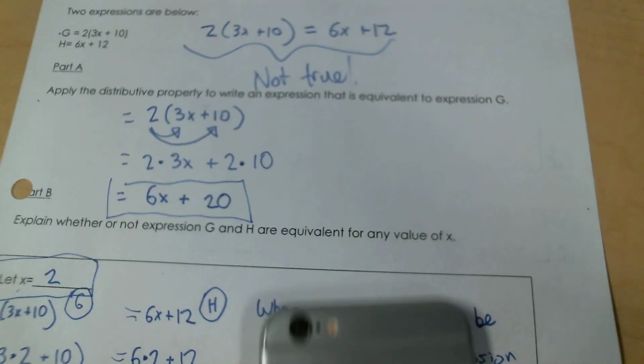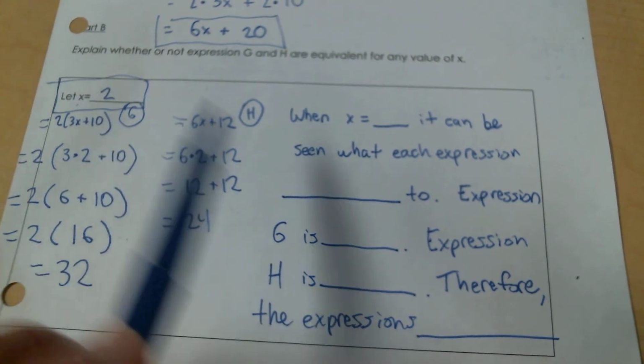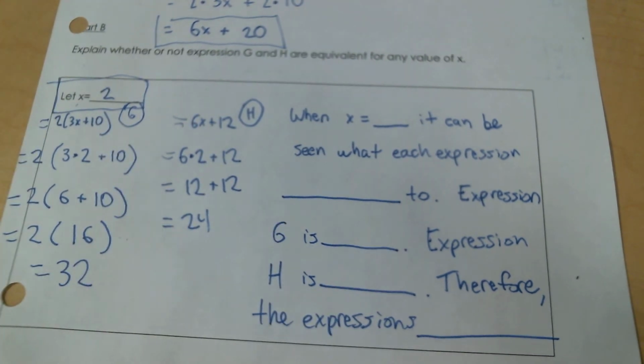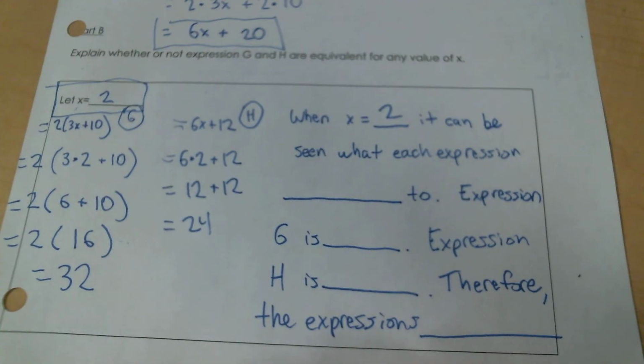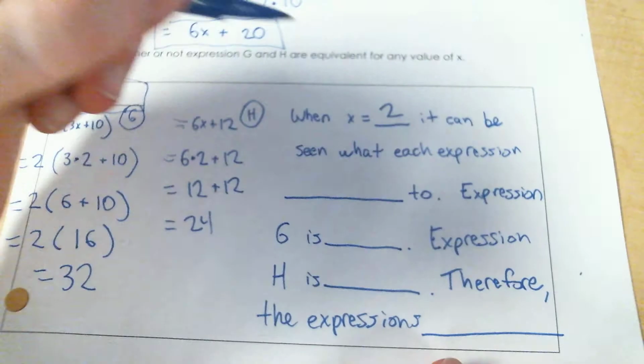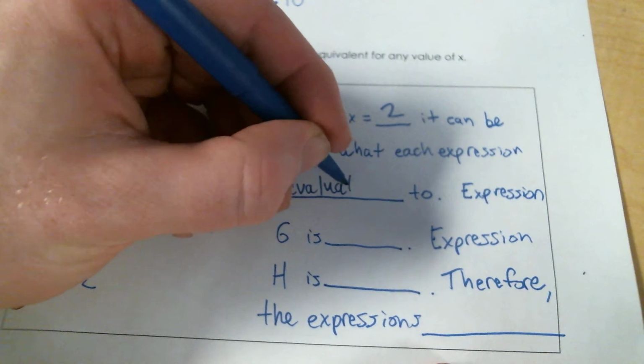So let's think about how we can write this. So here's some blanks with your writer CFS. I encourage you to pause here and try to fill in the blanks on this explanation, because showing our work isn't enough. We actually have to explain using our writer CFS. So pause, see if you can fill in the blanks. All right, so hopefully you're back. When x is, we said 2, it can be seen what each expression, what was the fancy word I used to find the answer? What each expression evaluates to. Evaluates to.